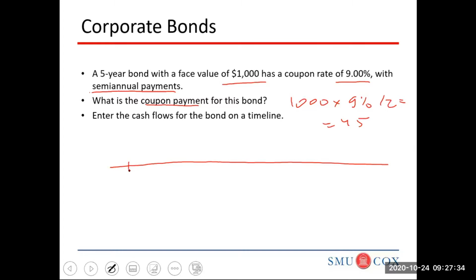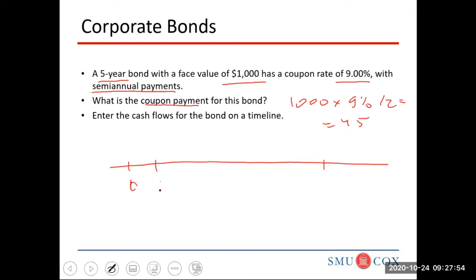So how many years would we have? If it's a 5-year bond, wouldn't it be... well, it's 5 years. Wouldn't it be 10? Yeah, 10 periods. I said how many years? It's 5 years, but it's 10 periods. Yeah, very good.